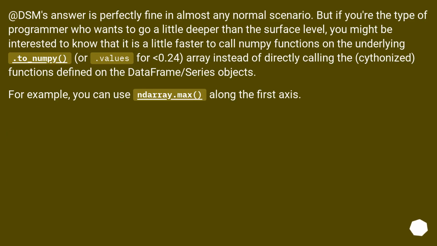A DSM's answer is perfectly fine in almost any normal scenario. But if you're the type of programmer who wants to go a little deeper than the surface level, you might be interested to know that it is a little faster to call numpy functions on the underlying .to_numpy, or .values for 0.24 array, instead of directly calling the cythonized functions defined on the dataframe/series objects. For example, you can use an array.max along the first axis.